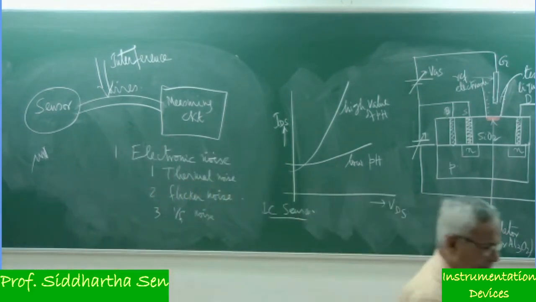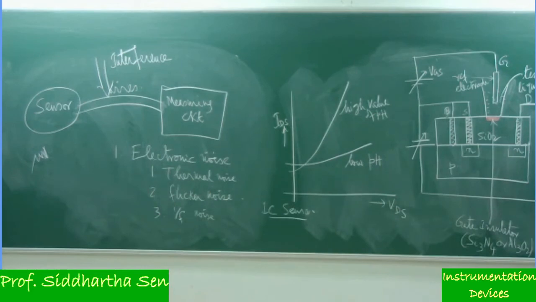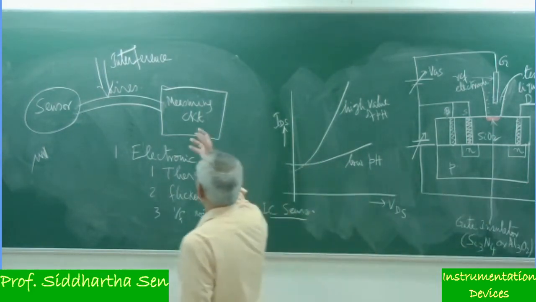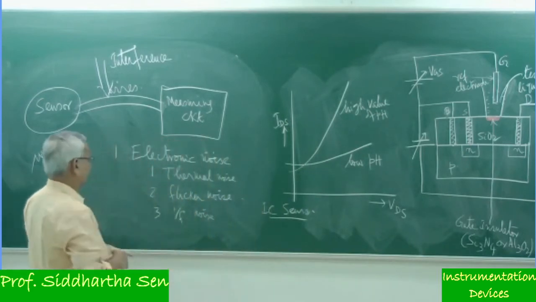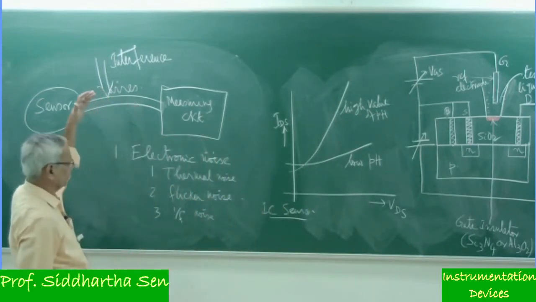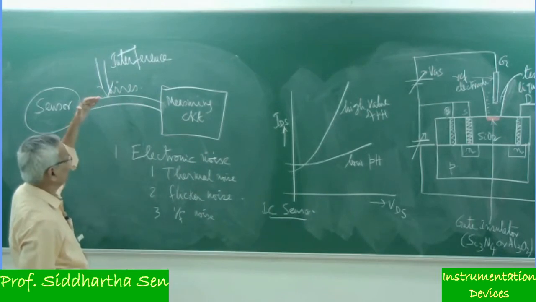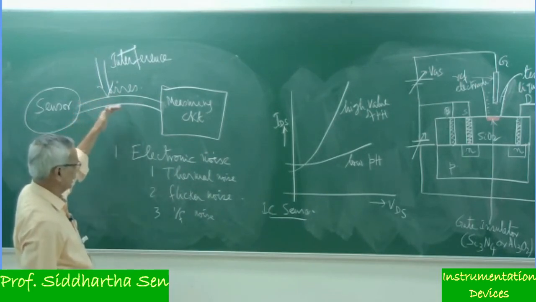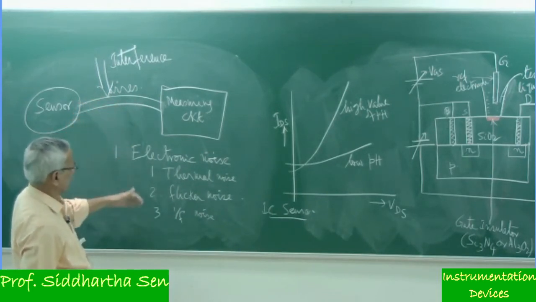One is 1/f noise, and so on. There are a lot of noises which will be generated in the electronic circuits, such as the amplifier, diodes, resistors, and so on.